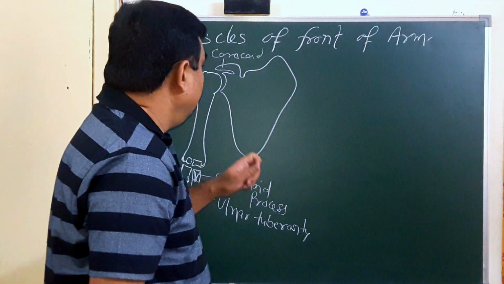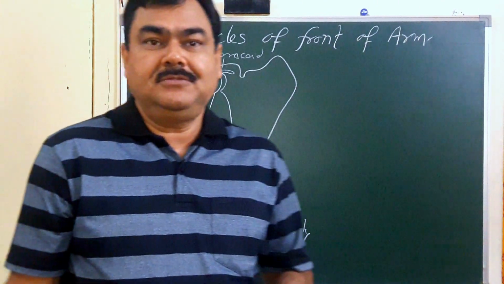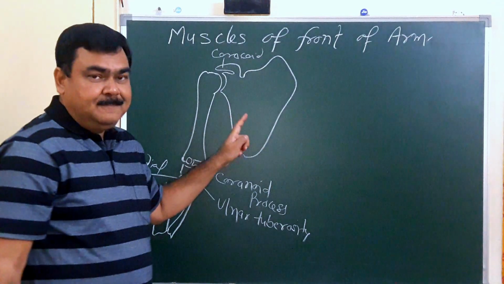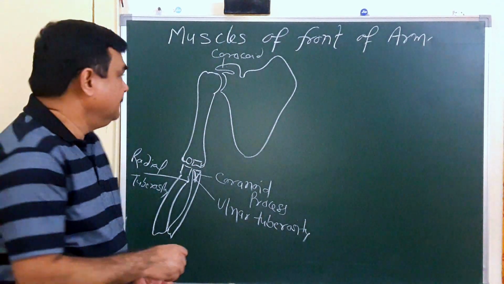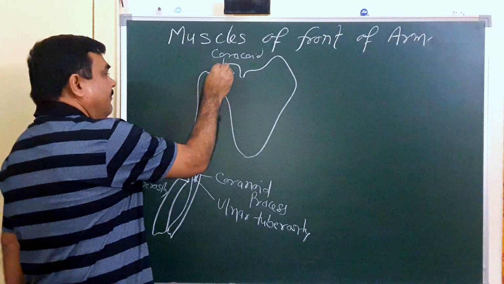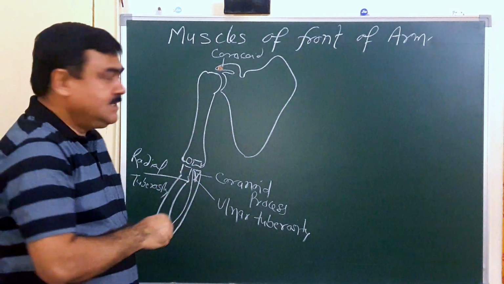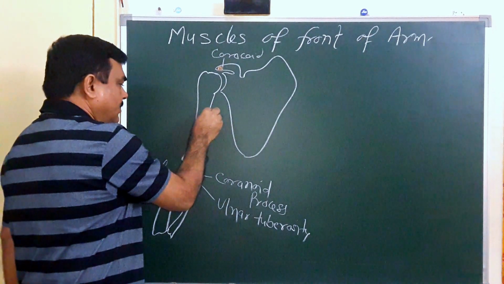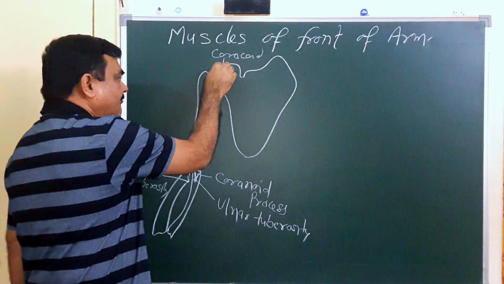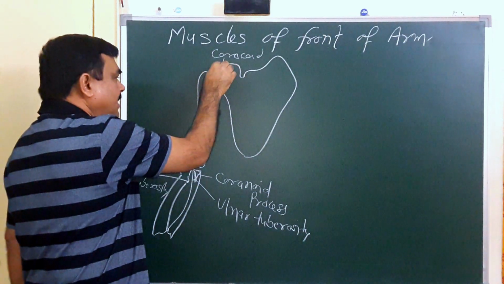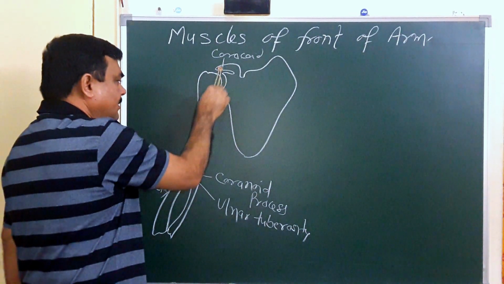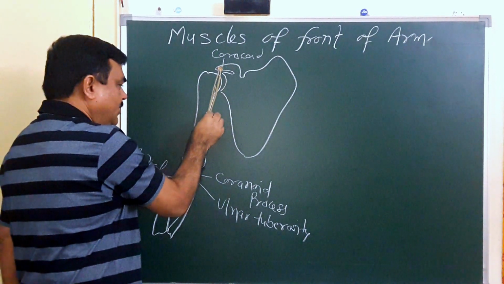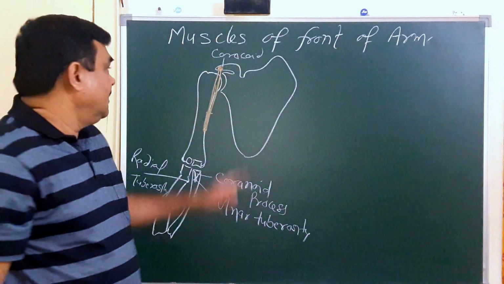In the front of the arm, there are three muscles present. These muscles are coracobrachialis, which takes origin from the tip of the coracoid process and is inserted on the middle 5 centimeter of the medial border of the humerus, from here to here. So this is the origin.